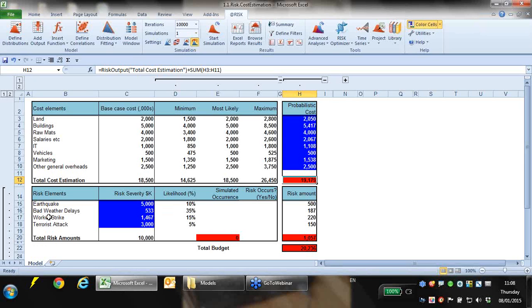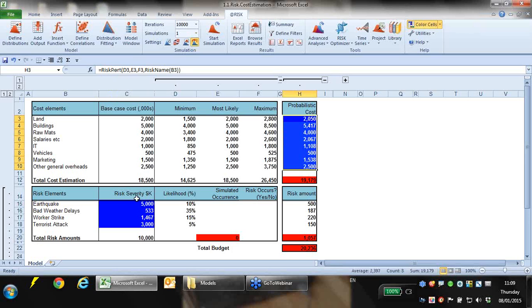So I've identified 4 risk elements which could potentially impact upon my project: earthquake, bad weather delays, worker strike, or terrorist attack. Now, for each of these, with a risk register, what we're typically looking to do is quantify 2 elements. So the first is how much is it going to cost if this particular risk happens. And for that, I've already built in a little probability distribution.